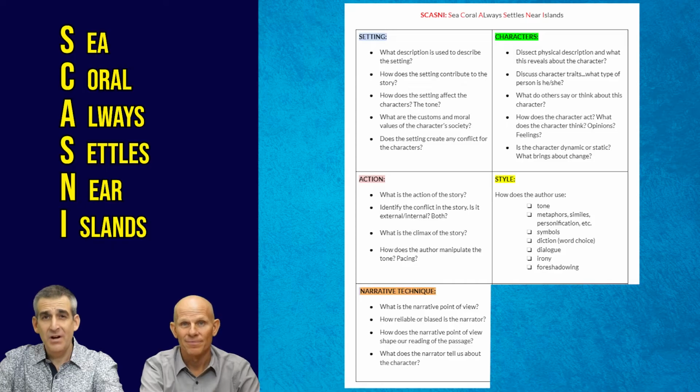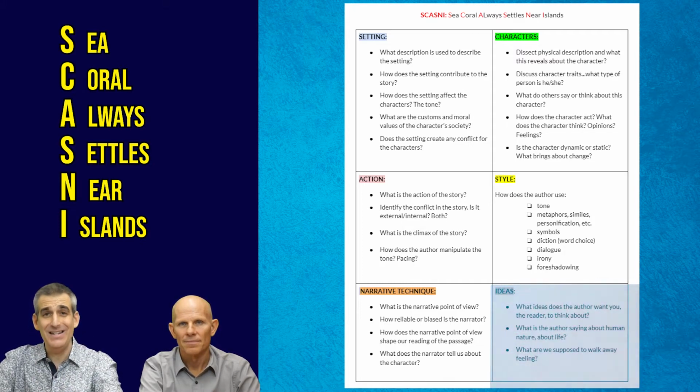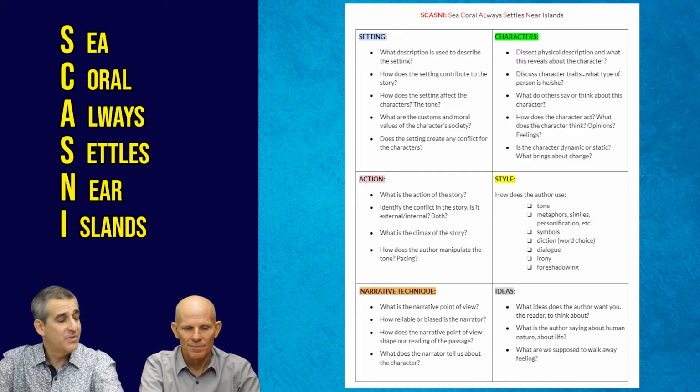And folks, once you've gone through all those elements, you've looked at the setting, the characters, the action, the craft, the narrative technique, then you get to the ideas. You take all of those highlights, and you say, what is this author communicating through this passage?